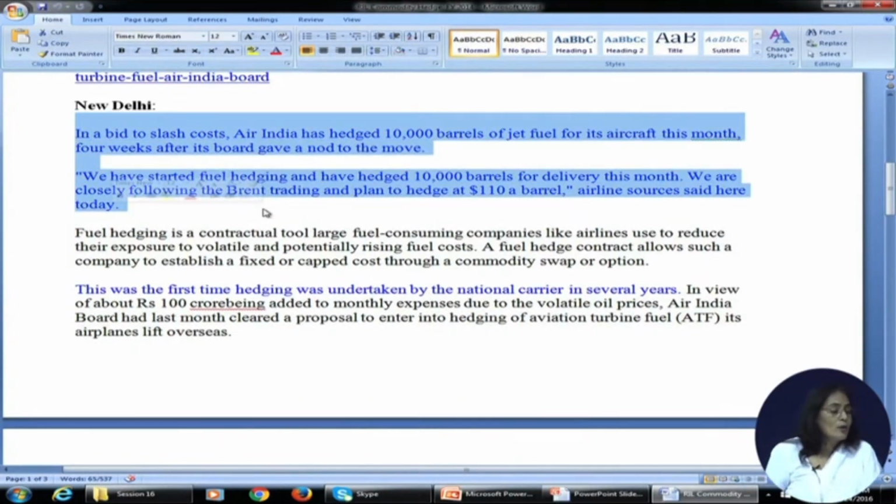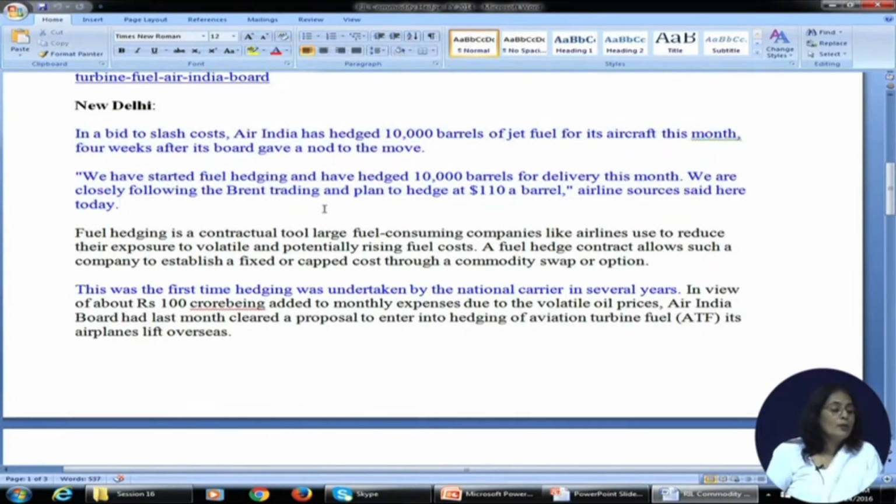In a bid to slash cost, Air India has hedged 10,000 barrels of jet fuel for its aircraft this month, 4 weeks after its board gave a nod to the move. Quote, we have started fuel hedging and have hedged 10,000 barrels for delivery this month. We are closely following the Brent trading and plan to hedge at $110 a barrel, airline sources said here today. Also another interesting thing, this is the first time hedging was undertaken by the national carrier in several years.